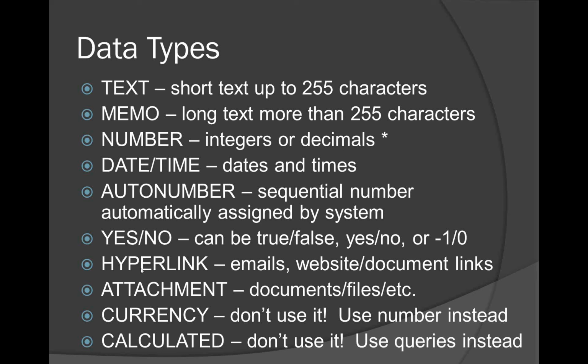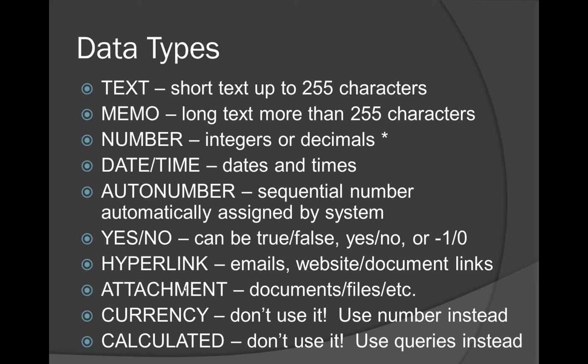We can also have a data type that is hyperlink. So if we have email addresses, or also we can actually have a data type that is a link to a website or an internal document link. If you have a document stored somewhere on a local hard drive or a network hard drive, you can use this hyperlink data type to store that kind of data.